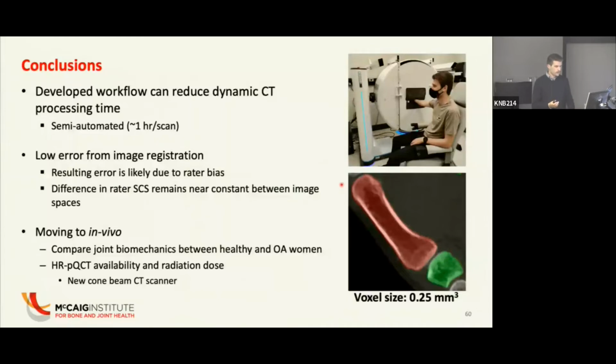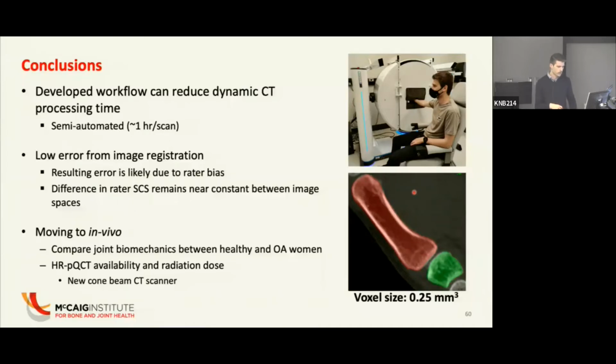And then finally, we are moving and have begun a study looking at in vivo joint biomechanics in healthy and osteoarthritic women, which I will touch on briefly in the next couple of slides. However, because we had cadavers in the earlier study, we were able to use that high-resolution CT scanner, which gave us really great high-resolution images of our TMC joint. But we can't really do that in vivo because of the radiation exposure, and the scanning time would mean there's lots of motion in our scans.